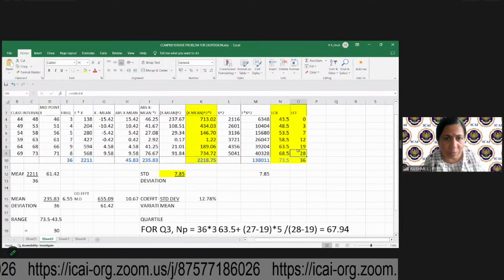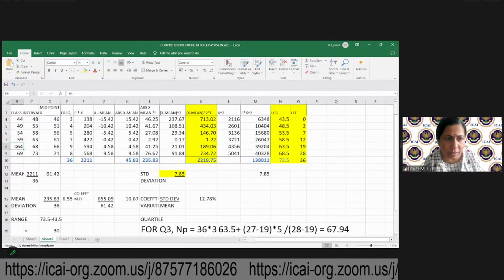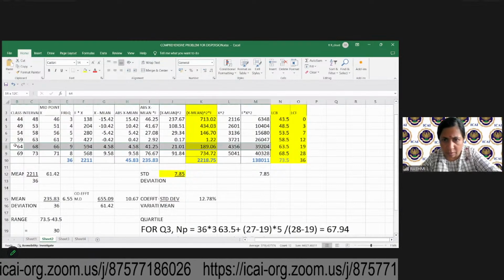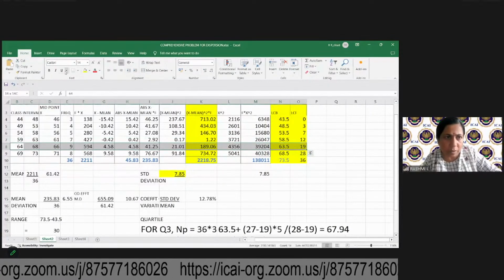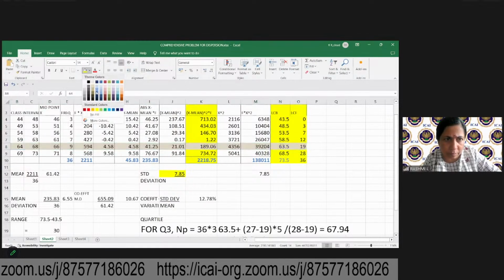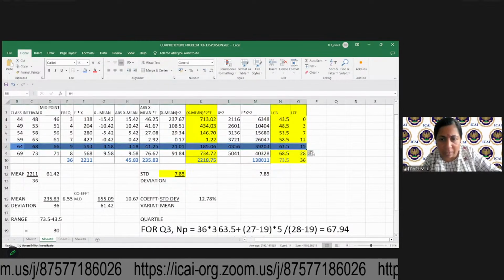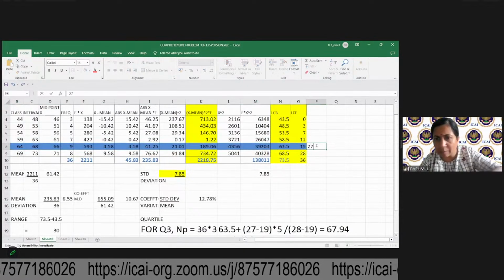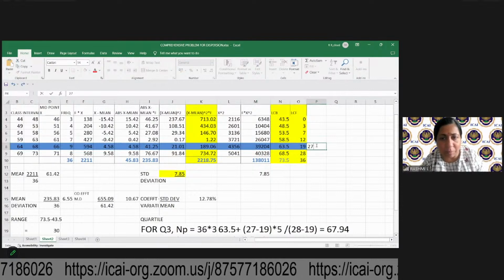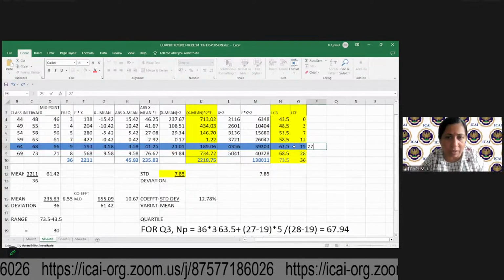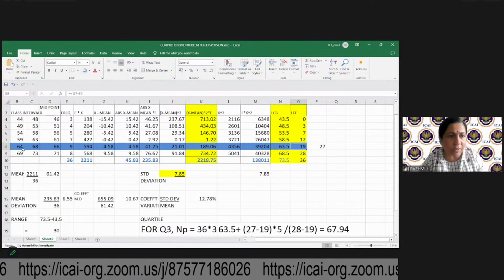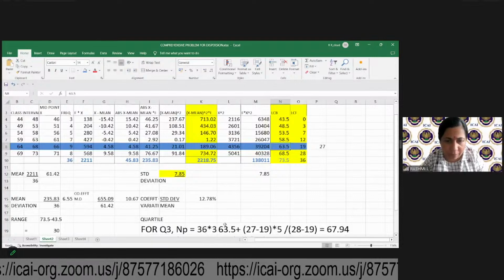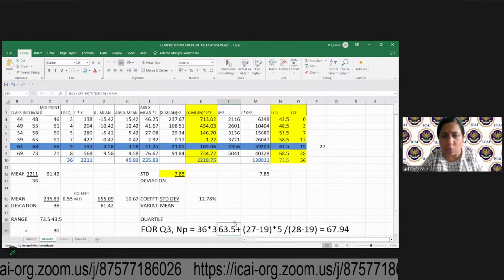So what is the lower class boundary here? Because 27 lies between 19 and 28, what will my lower class boundary be? What will the LCB of the class 64 to 68 be? 63.5. Okay, so I have written here 63.5 plus what is the difference?